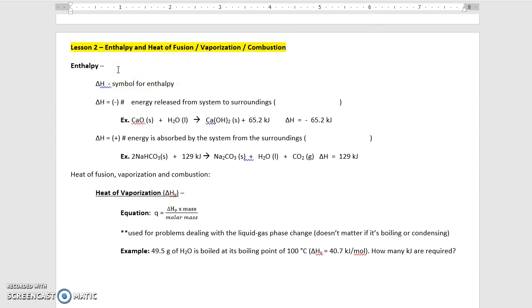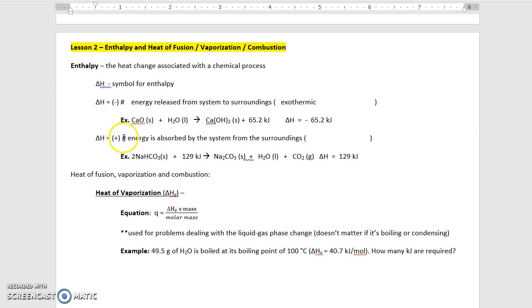So if you look at the definition for enthalpy, it's the heat change associated with a chemical process in general. Okay. Now, as we do these problems, you're going to see this delta H a lot. Delta H is actually the symbol for enthalpy. Now, if delta H is negative, it's telling you that the energy is going to be released from the system to surroundings, okay? And if you think about the definition of energy released from system to surroundings, that is an exothermic process, like we talked about in the last lesson.